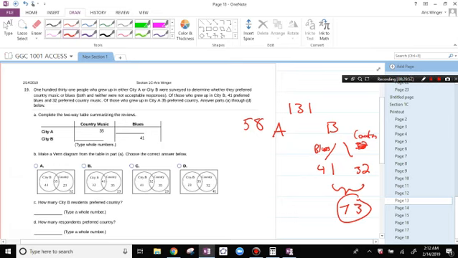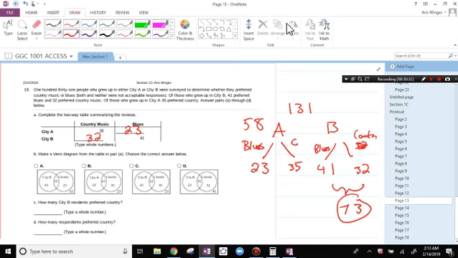Of those that grew up in City A, 35 preferred country. So 35 prefer country. They're not telling us that the people who prefer blues are the remaining. That's 23. City A, blues, 23. City B, country music, 32.